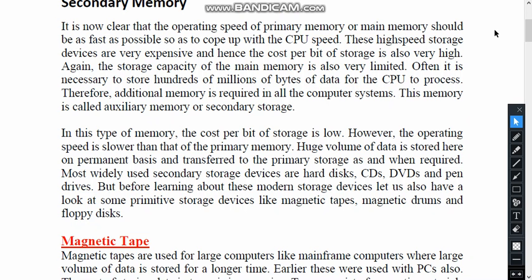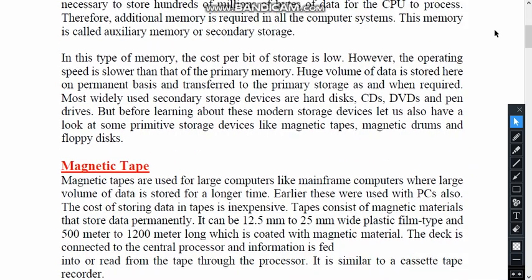Basically, the most widely used secondary storage devices are your hard disk, CD, DVD, and pen drive. But earlier we used magnetic tape, magnetic drum, and floppy disk as the secondary memory. So first we will see what is magnetic tape, magnetic drum, and floppy disk. Also I will discuss about your hard disk, CD, DVD. So let's see the magnetic tape.